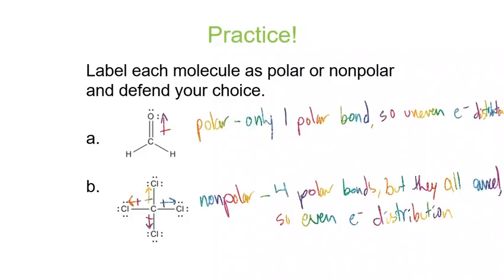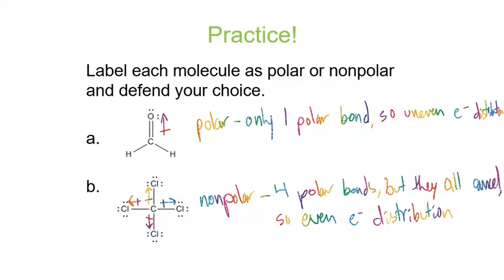Here they are. So the first one, there is only one polar bond, and with this one we didn't even really need to look at the shape, because we know that if the molecule is small and there's one and only one polar bond, then that molecule is going to be polar. There's an uneven electron distribution. If we think of this as a blanket of electrons being shared, the oxygen is pulling the electrons towards itself, and the electrons aren't being shared evenly anymore. Okay, so this is polar.